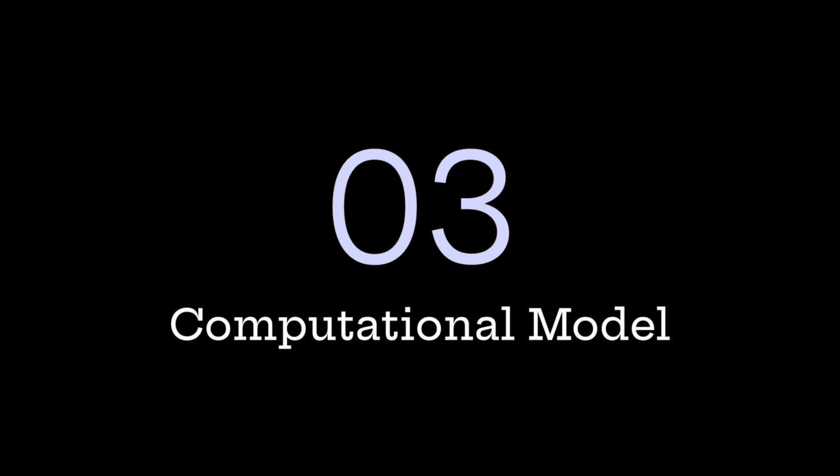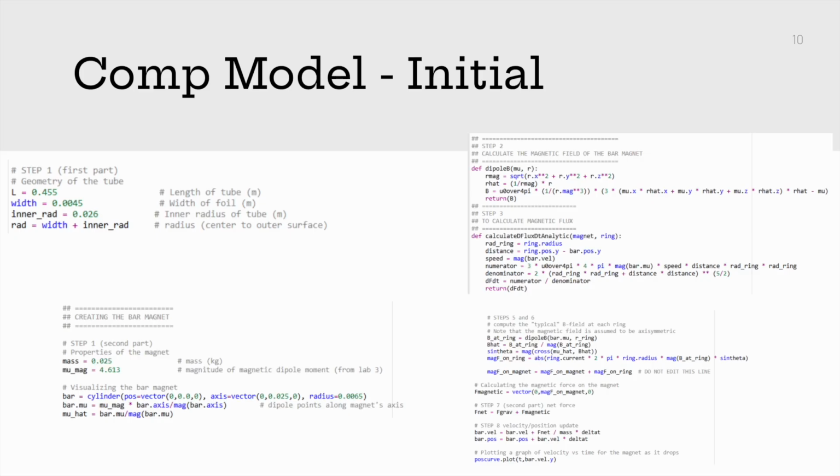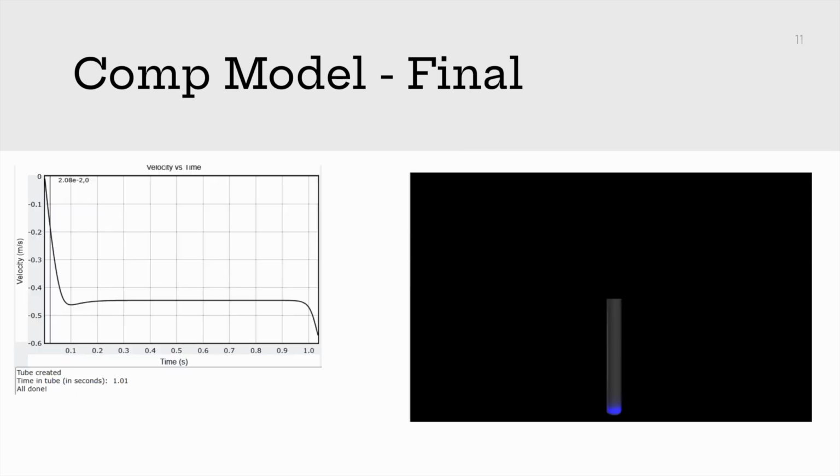Now we'll go to the computational model. We're inputting those base values in the first part, giving the software something to use. And then when we create the magnet, we're importing some more, the mass, the mu, and visualizing it. And then we calculate the magnetic field using the function. You can read it if you're interested, but basically through this we understand the net force because we calculate the gravitational force and the magnetic force as it travels through the loop.